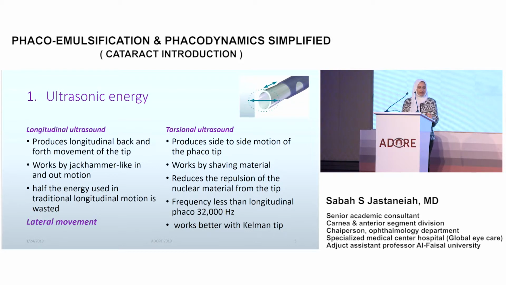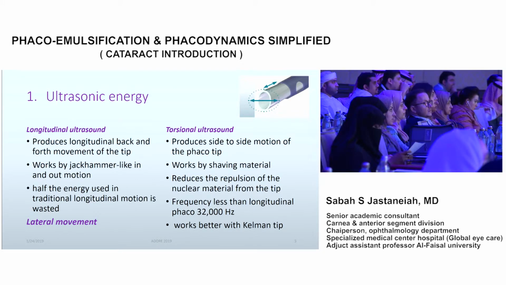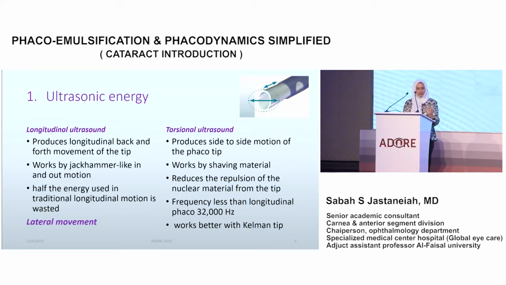The ultrasonic energy that was first introduced used longitudinal waves, meaning the movement of the tip comes in, out, and out, in. But then it was discovered that this movement, or what is called the jackhammer movement, utilizes only half of the energy, and the other half is wasted as it is not encountering a nuclear part to emulsify. From there came the development of the lateral movement of the tip, which is the elliptical, and then finally the evolvement of the torsional ultrasound. In the torsional ultrasound, the movement is like shaving the material, and hence it introduces less repulsion of the nuclear material, and it has less frequency and hence fewer complications and less energy consumption within the eye.